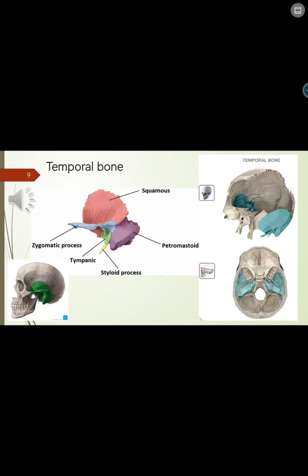This bone contains the different parts of the ear, including middle ear and inner ear, and it's very, very important in the traumas and clinical approach in ENT course.